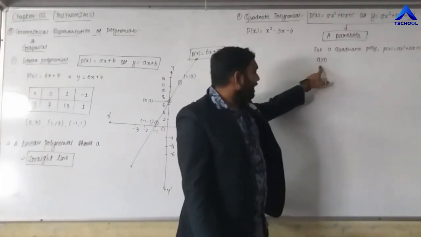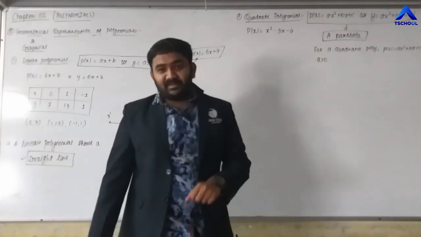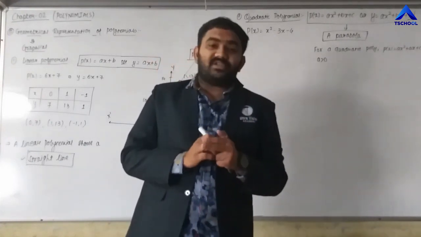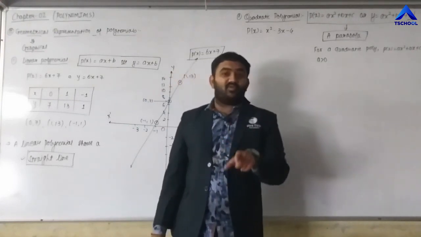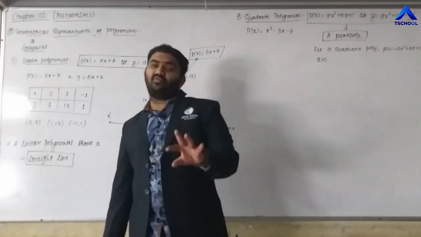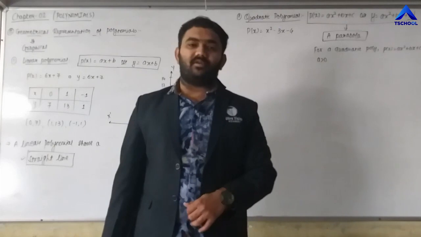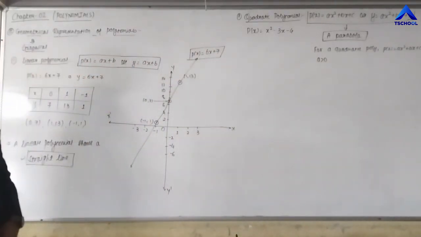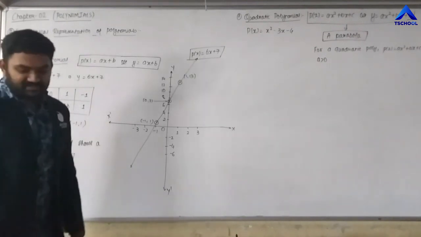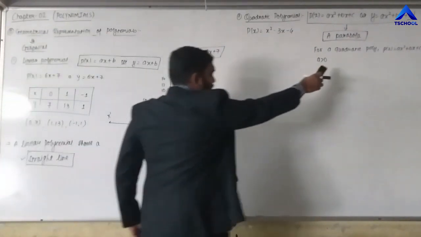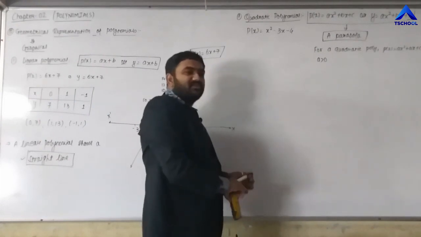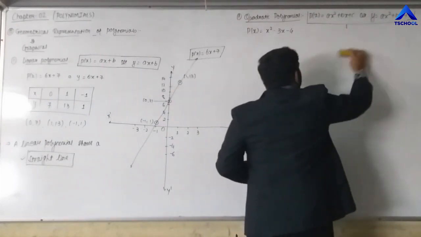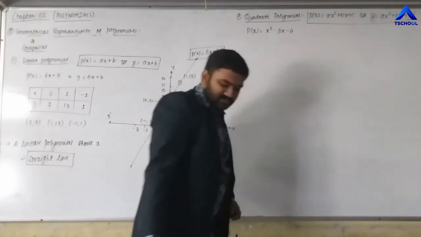Note that the value of a is the coefficient of x square. What is b? The coefficient of x. And what is c? The constant term itself. So we will discuss this after solving the polynomial, and let us look at the graph of this polynomial here first of all.